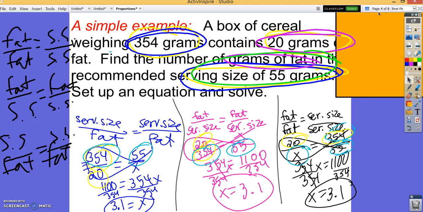And then there's another way you could do it. You could just compare the fat and the fat over the serving size and the serving size. You have to be careful to line everything up though. The fat is 20 compared to the other fat, we're not sure. On the top here, I had to put the serving size from the box because it matches right across here. 20 and 354 match over the serving size that I'm going to eat, which is 55. So no matter how you set this up, as long as you set up the top and bottom matching and the side to side matching, you're going to get the correct answer. And you're going to see a video more about that later.